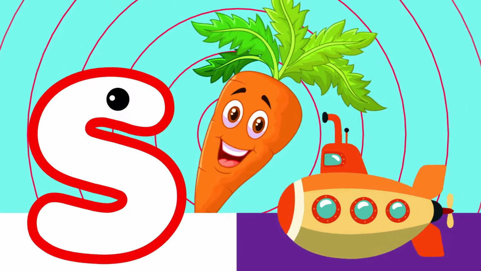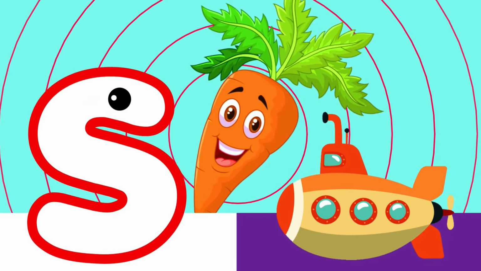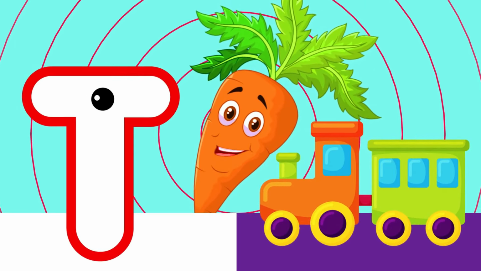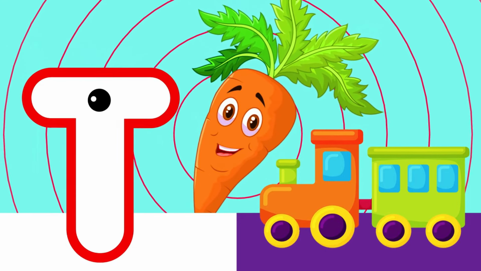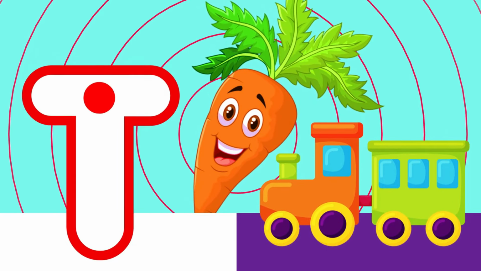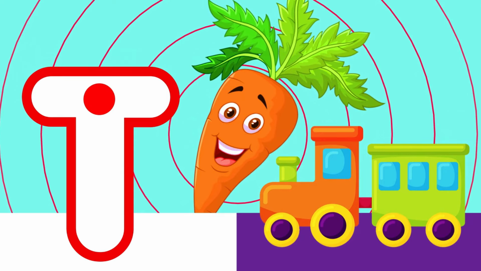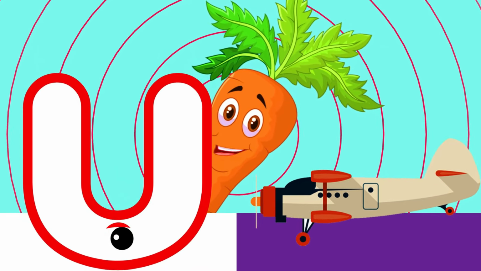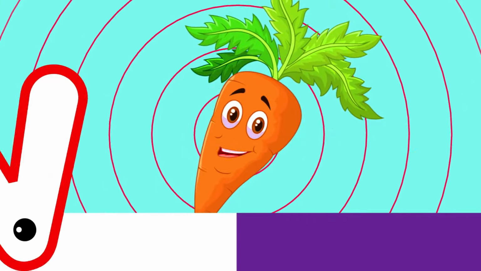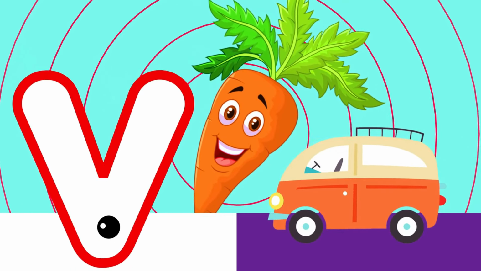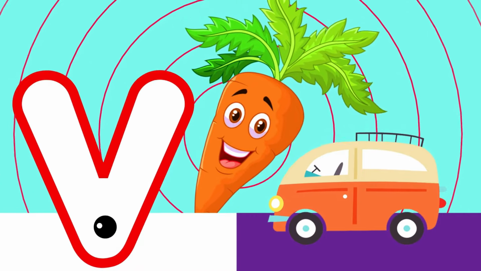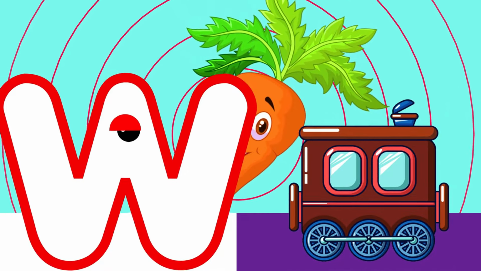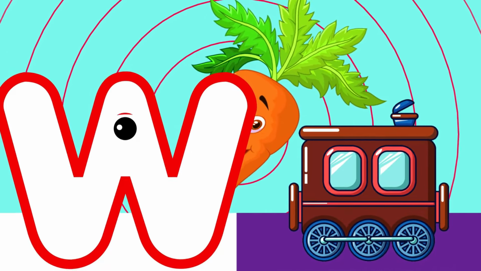S is for submarine. T is for train. U is for ultralight. V is for van. W is for wagon.